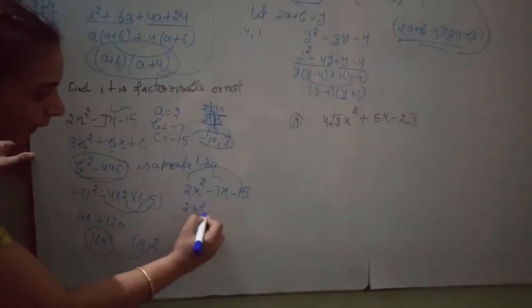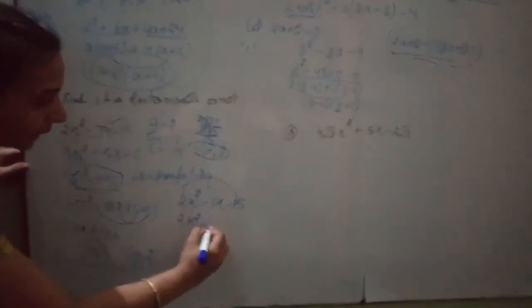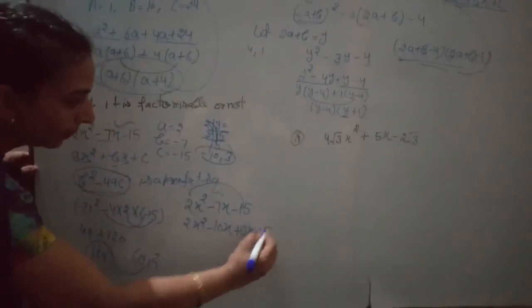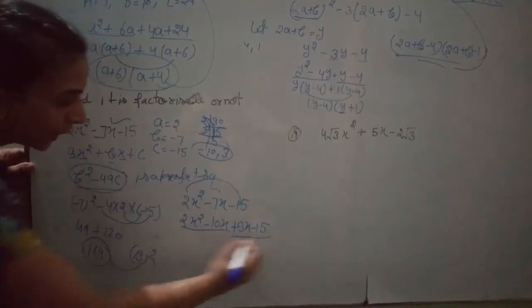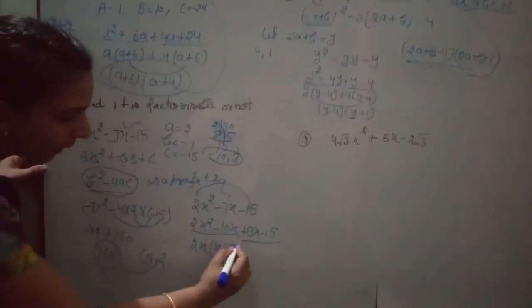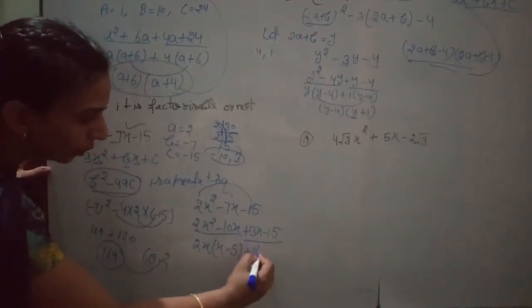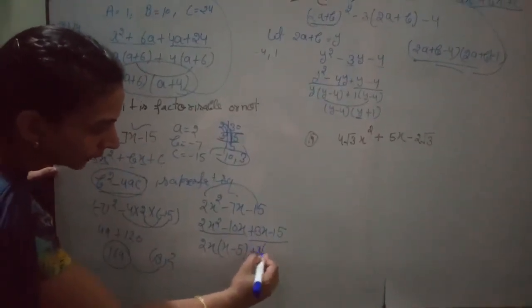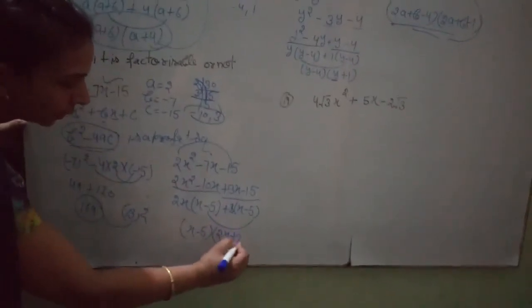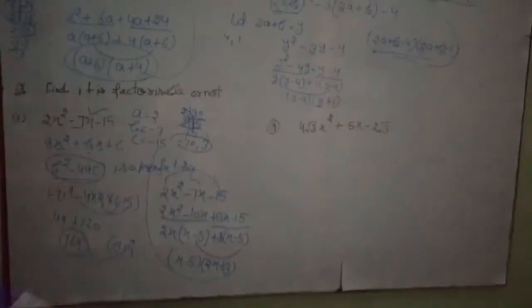So we split minus 7 into these two parts, minus 10 and 3. In 2x square, in place of minus 7x we write minus 10x plus 3x minus 50. Then taking the first two and last two terms, in the first two terms 2x is common, giving x minus 5. In the last two terms 1 is common, giving 3(x minus 5). Again x minus 5 is common, so we get (x minus 5)(2x plus 3). These are the factors of the given expression. Okay.